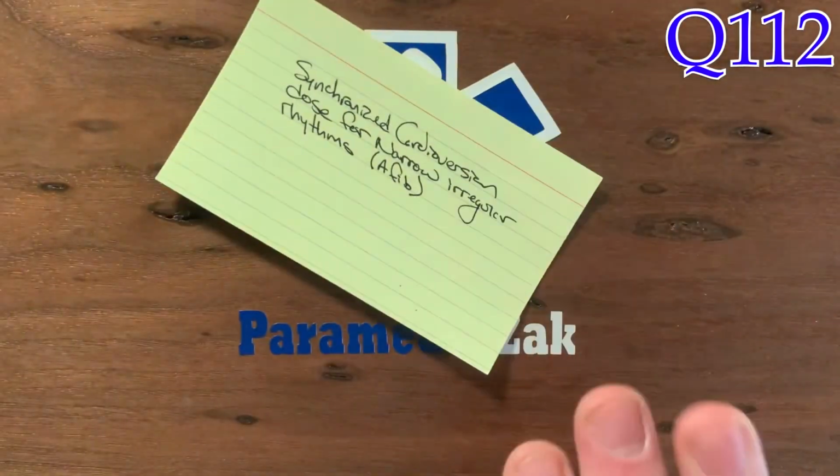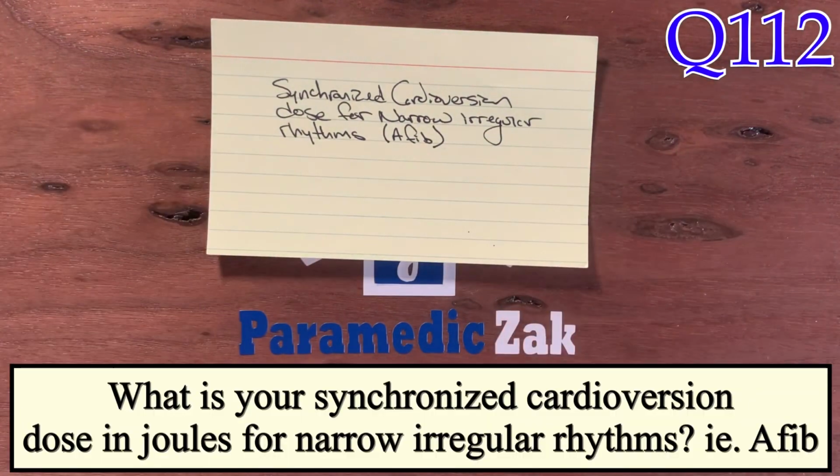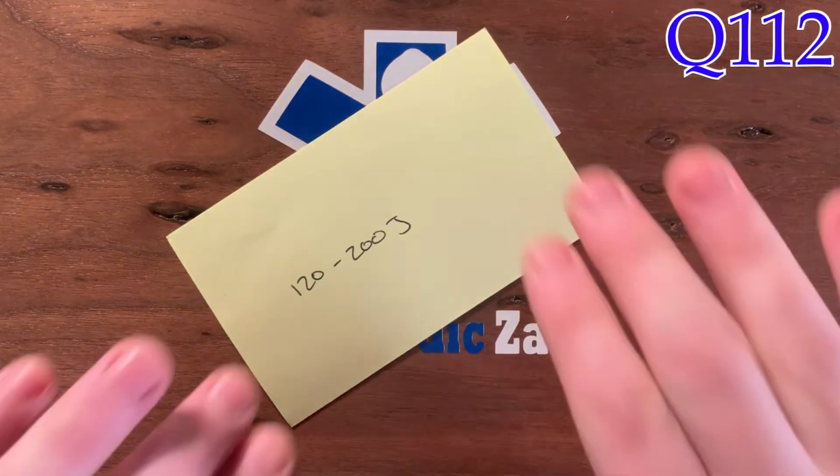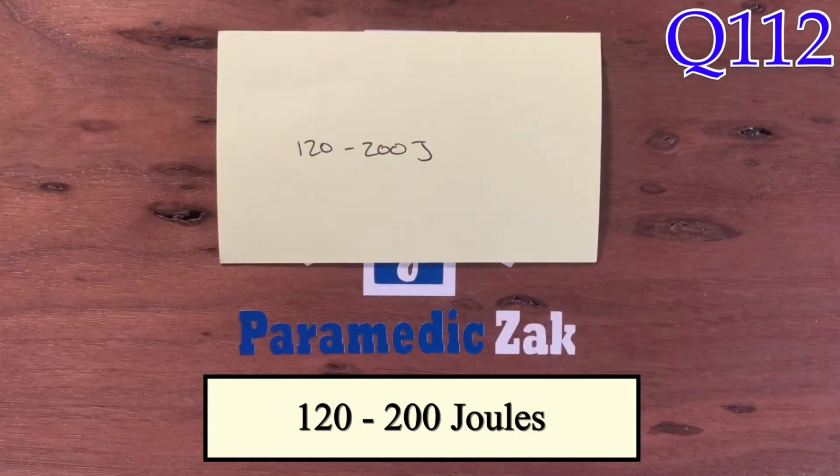Moving on to question 112. What is your synchronized cardioversion dose in joules for a narrow irregular rhythm, i.e. AFib? So the dose in joules that you're going to be using to cardiovert your patients in AFib with RVR is going to be 120 to 200 joules.